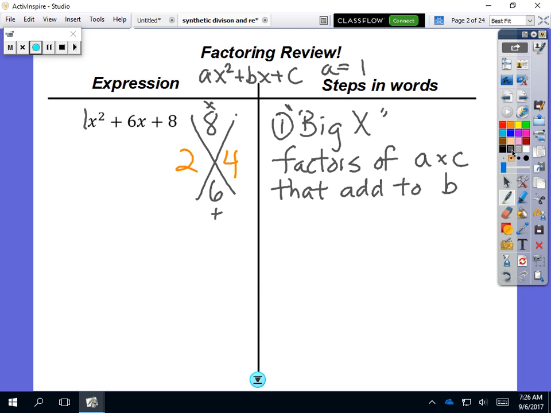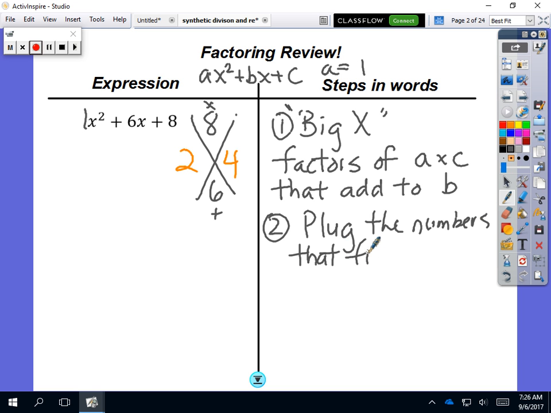Okay, so now that we have our two factors, you're just going to plug these two numbers into binomials. So plug the numbers that fit step 1 into two binomials.